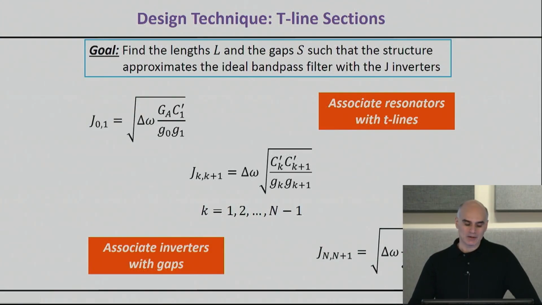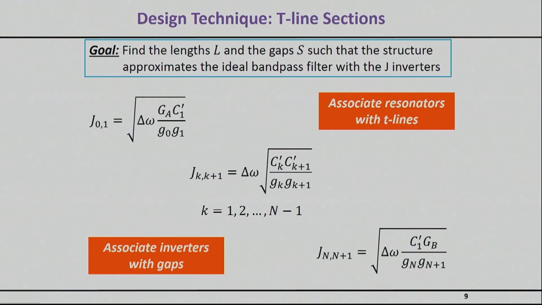So here's the goal now. Once again, stated slightly more explicitly, we're going to basically associate the resonators with the transmission lines. I already explained why we did that. We're going to associate the inverters with a gap. And our goal now is to basically find the value we need for the physical implementation once we know all of these J inverters from the system.